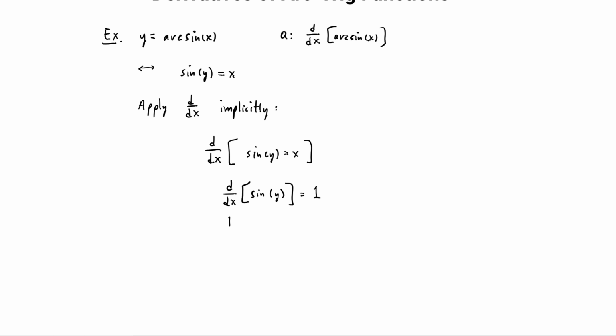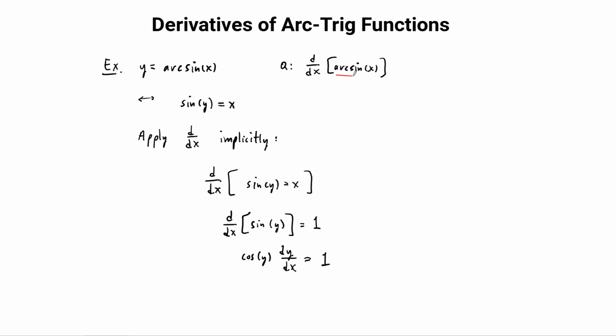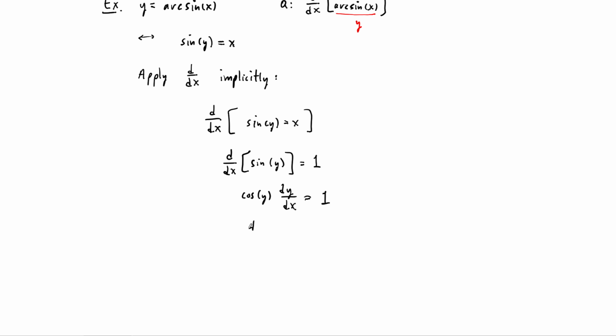The derivative of sine we know is cosine, so this is cosine of y. But by the chain rule, we have to multiply by the derivative of the inside, so multiply by dy dx. And it still equals 1 on the right-hand side. Now we can solve for our derivative. This is what we want. Remember, this function, arc sine, is our y, so when we see dy dx, we see the object that we are trying to compute. Now we can rearrange and solve for this: dy by dx is equal to 1 over cosine of y.